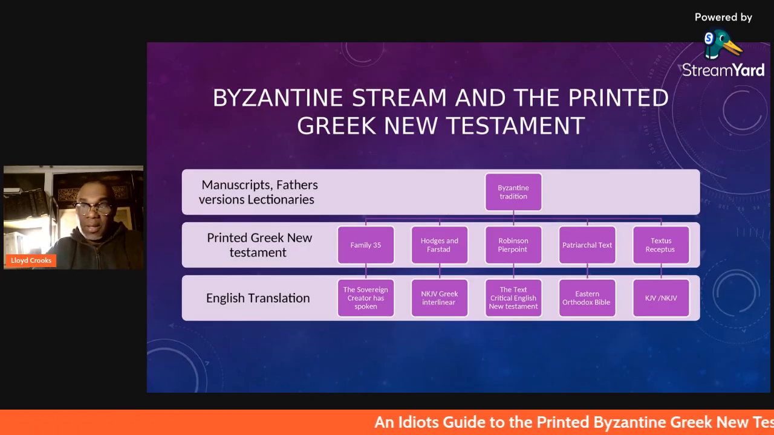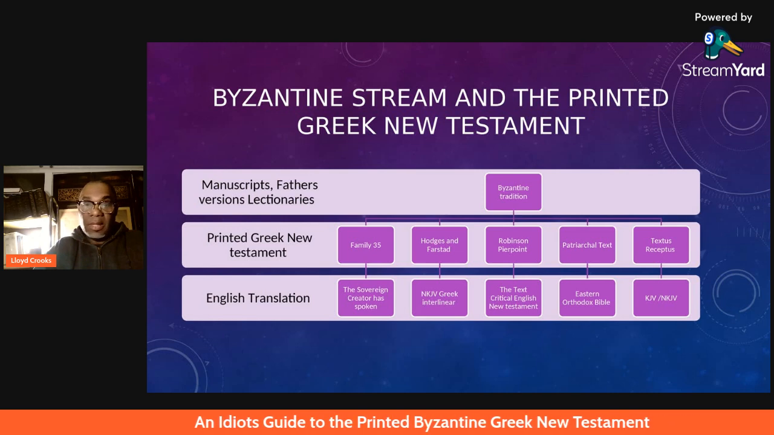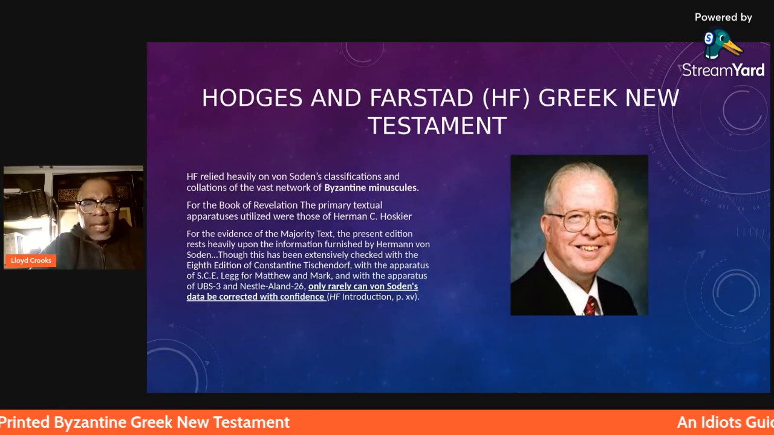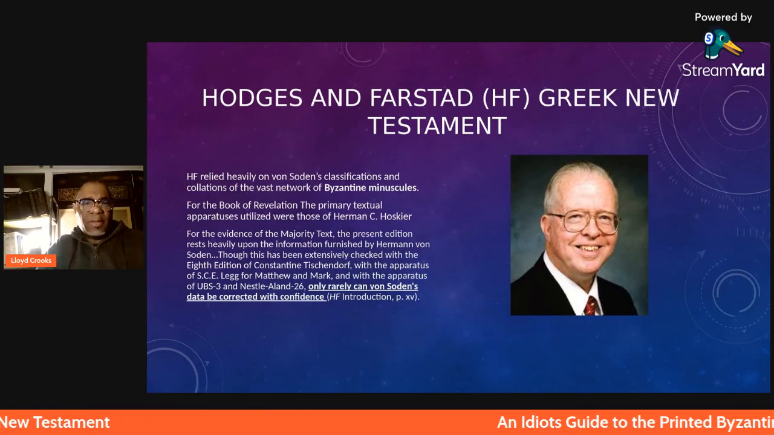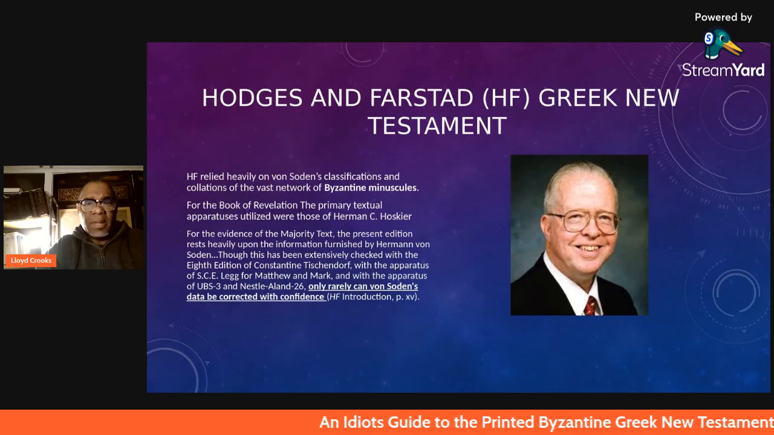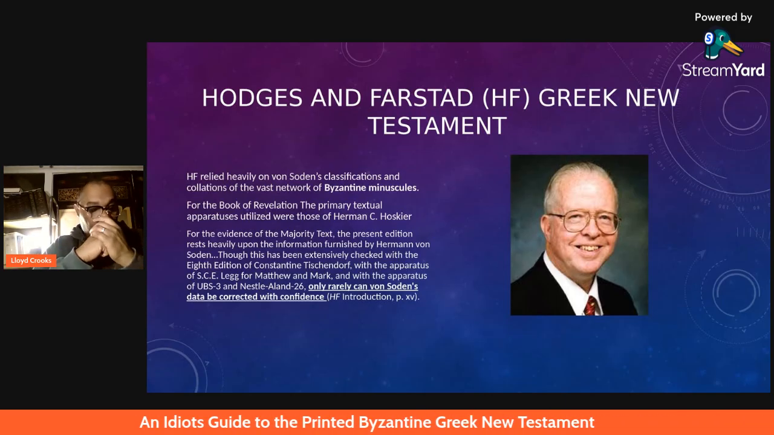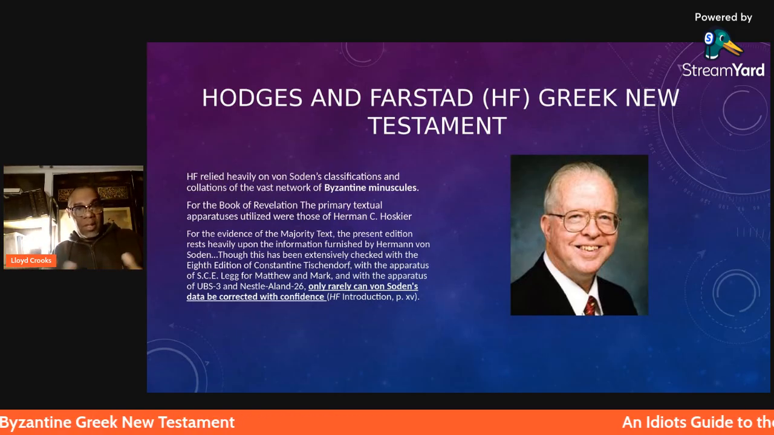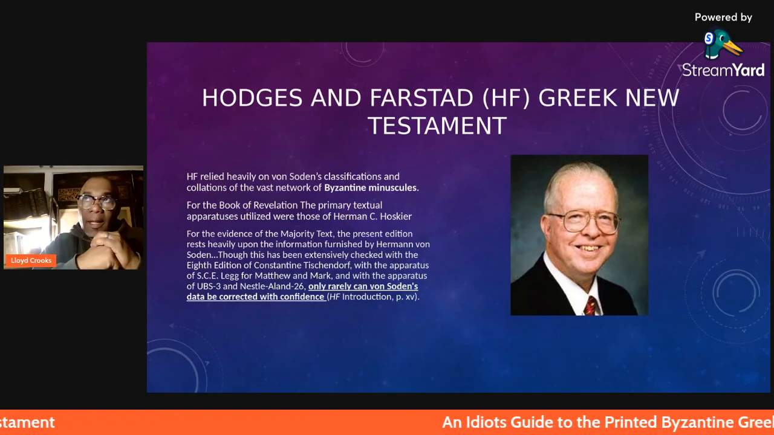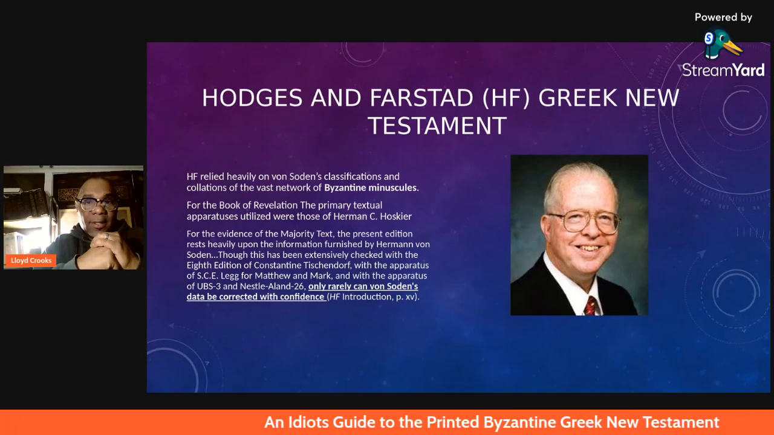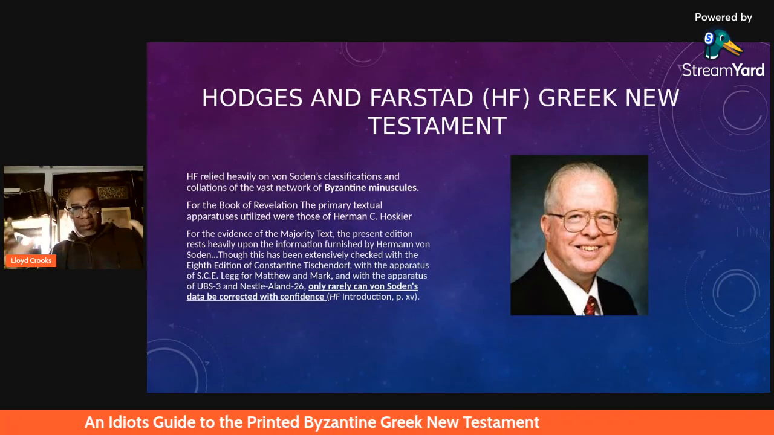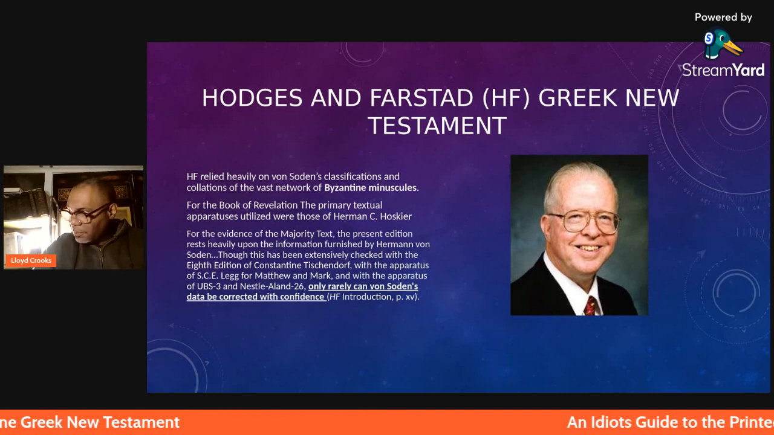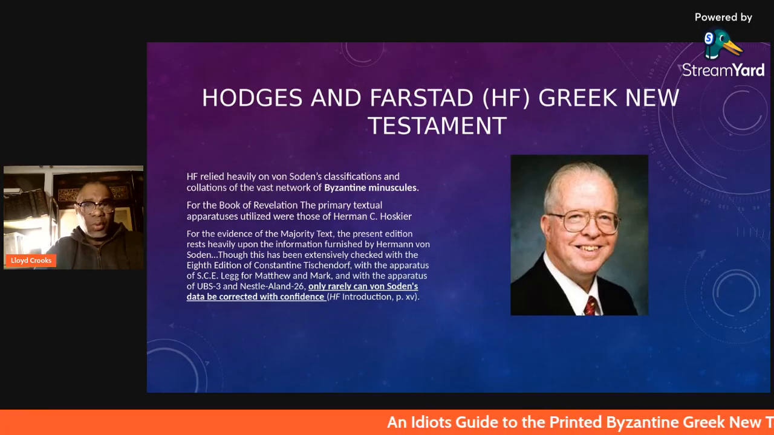Okay, and then you've got the Textus Receptus, which is the basis of the King James and New King James Version. Right, let's go with Hodges and Farstad. It gives a little background here. They relied heavily on von Soden's classification of the vast network of Byzantine manuscripts. Now, what does that mean in English? So basically, there was a man called von Soden who grouped a number of manuscripts into different families, and he identifies K-X, which was generally the Byzantine type text. And that was for the Gospels, Pauline epistles, and general epistles up to Jude.